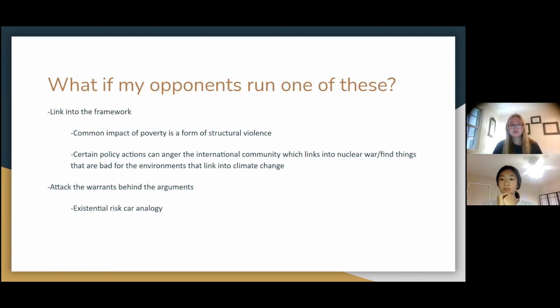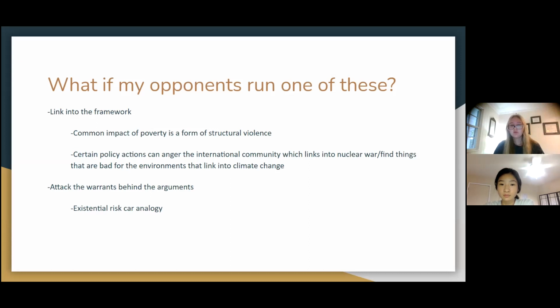Another thing you can do is attack the warrants behind the argument. Basically that would be responding to the framework itself. So the existential risk car analogy would be something like the probability of a car wreck happening is a lot more probable than a bomb dropping from the sky and landing on a car, right? So even though that would be significantly worse, you still have to prioritize the most probable impact, because if you're worried about the more unlikely one, you're never going to address the real issues that could have a very real tangible impact.